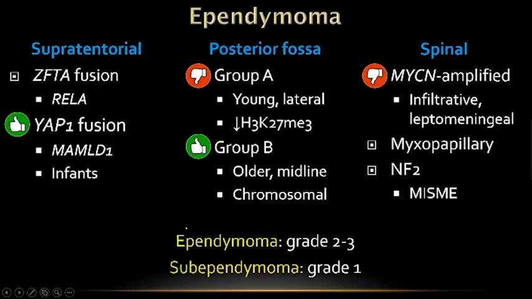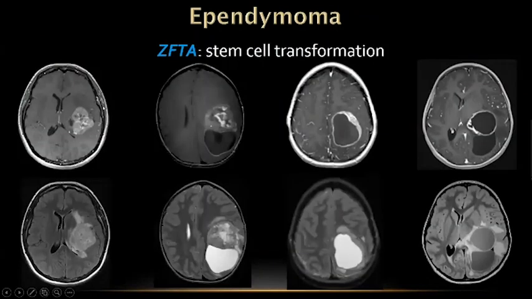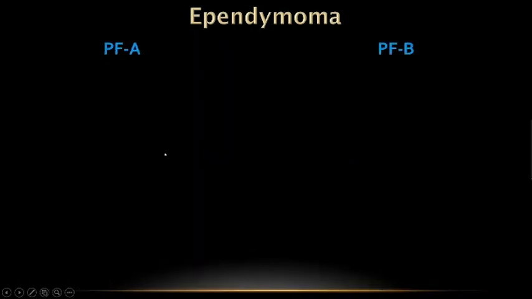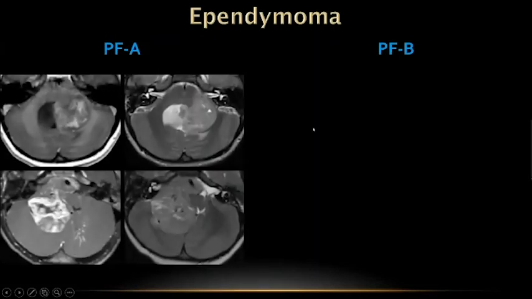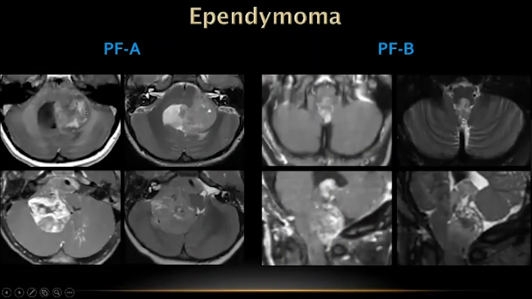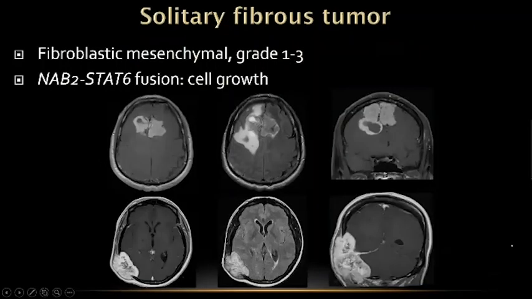And so by definition, the ependymomas are grade 2 to 3. The subependymomas have a similar compartmental classification, but these are grade 1 and less aggressive looking from imaging. So these are examples of ZAFTA stem cell transformed supratentorial ependymomas. And then we have the two classes of the infratentorial ependymomas, the more aggressive pediatric ones, and then the older, less aggressive adult ones.